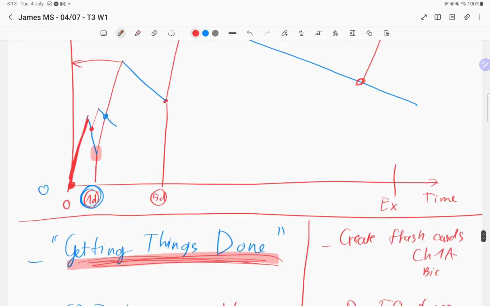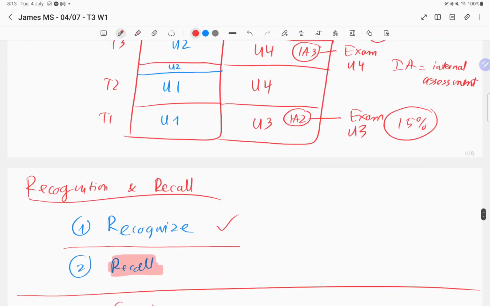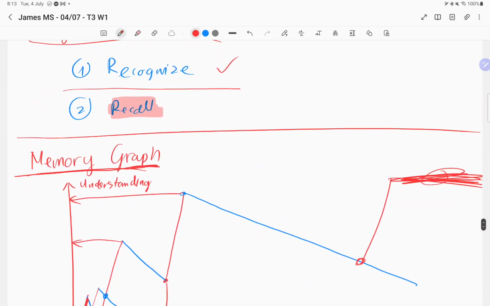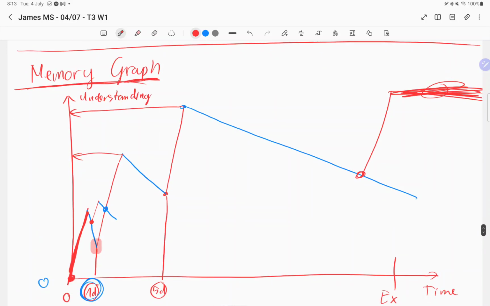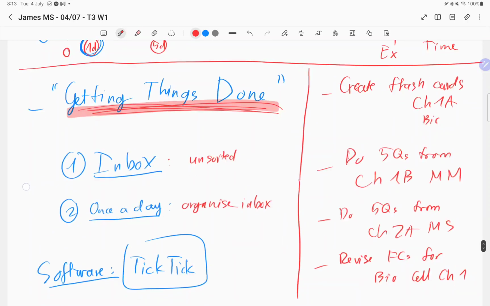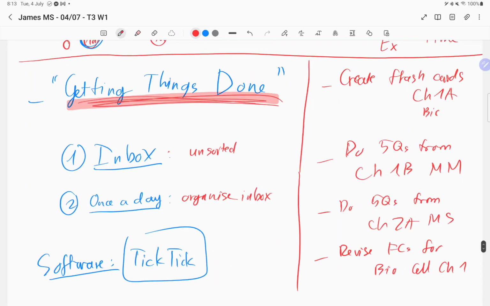So I'll wrap up for today, but basically remember recognition and recall. Recognition is the start, but you have to practice recall. The memory graph: you have to space it out and review it repeatedly so that you can push it slowly into long-term memory and forget slower. And third, please read a book, Getting Things Done.